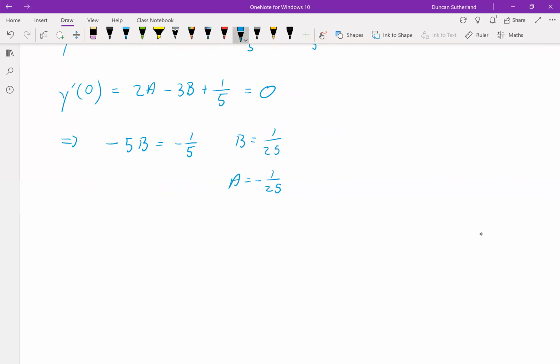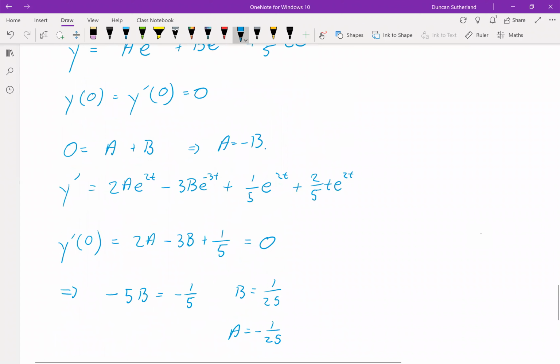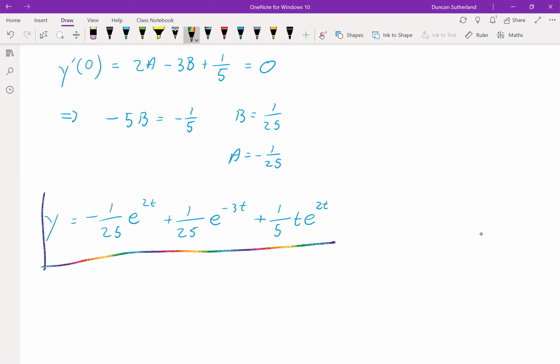So at the end of the day, we should have, what did I end up with? Plus 1/5 t e to the 2t. And that should be our particular solution for this problem.